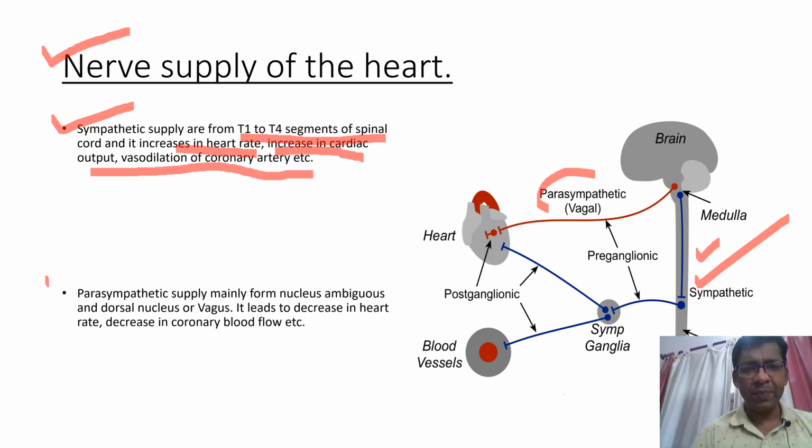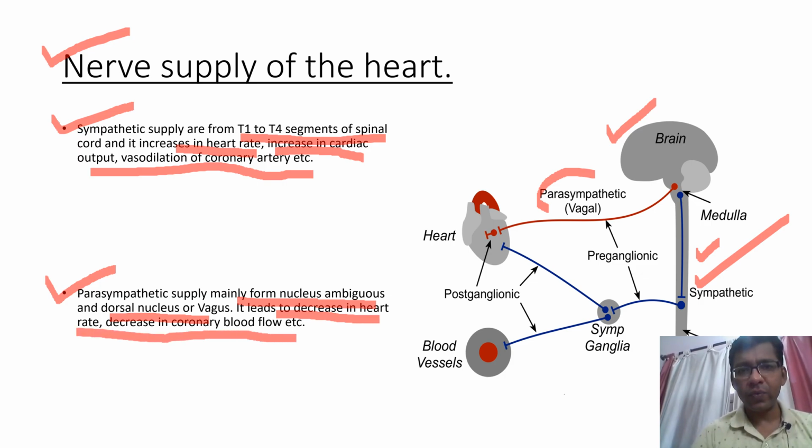Now the parasympathetic supply. The parasympathetic supply is mainly from structures of the brain. It comes mainly from the nucleus ambiguus and dorsal nucleus of the vagus. So what is the action? It leads to decrease in heart rate and decrease in coronary blood flow. So this is the nerve supply of the heart.